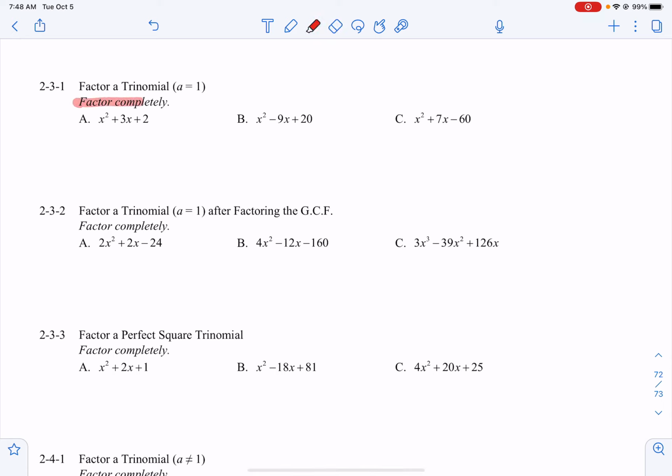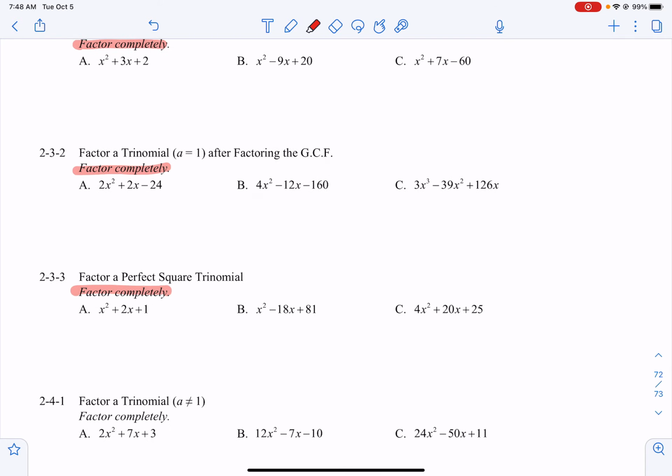Okay, 231. Again, look at all of these instructions. Factor completely, factor completely, factor completely, factor completely.